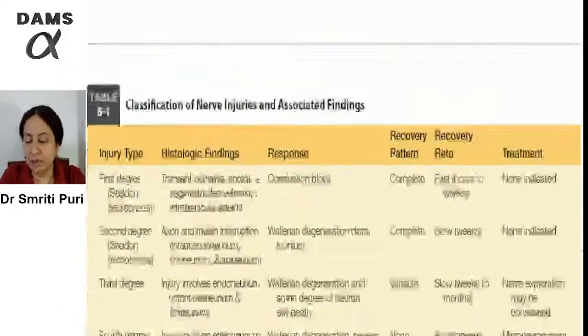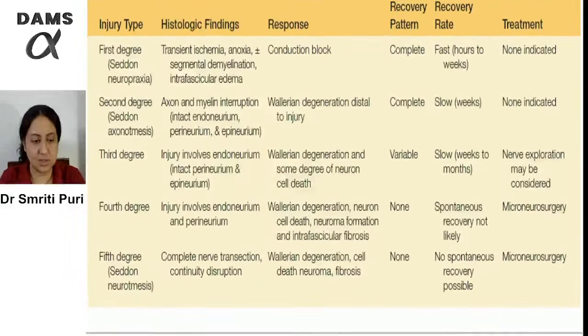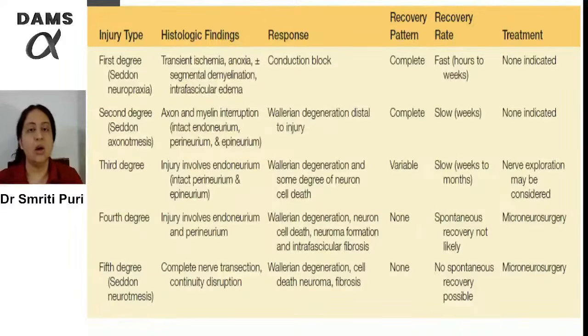So the next slide, you all can take a screenshot of this. This is a very nice table explaining nerve injuries. And if you go through this table, you won't have to remember much. There are two classifications of nerve injuries. One is as per the degree, that includes first degree, second degree, third degree, fourth degree, and fifth degree. The second classification is Seddon's classification. In Seddon's classification, it is neuropraxia, axonotmesis, and neurotmesis.